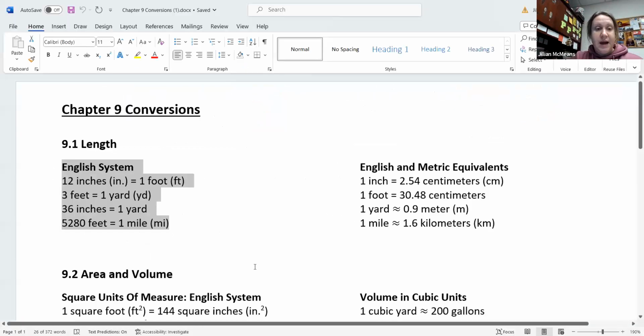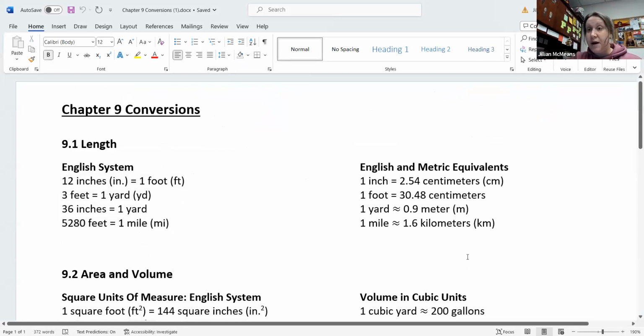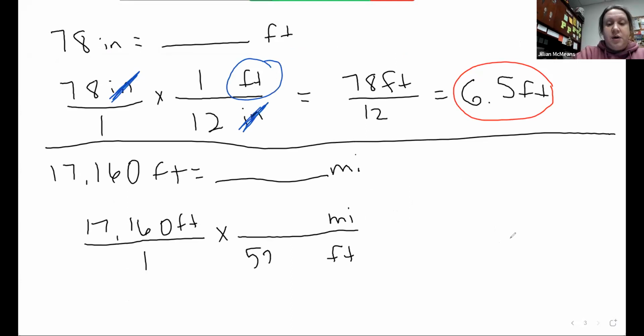So right here, if you look at this bottom one, we have that there are 5,280 feet to 1 mile. So that's what we're going to use in our unit fraction. So let's go back to the whiteboard. All right, so there are 5,280 feet to 1 mile.